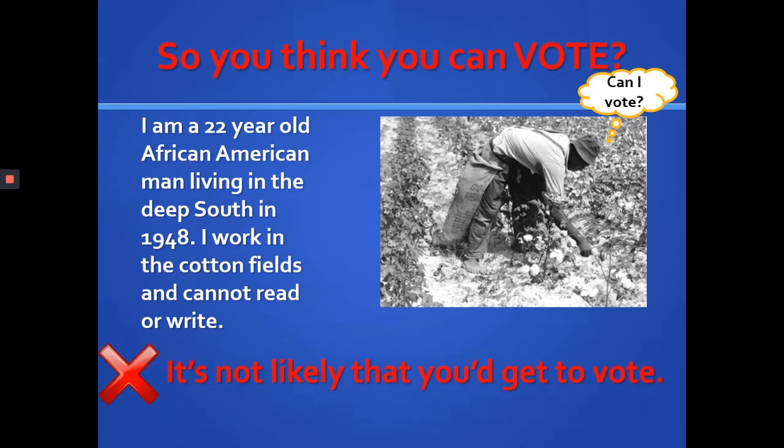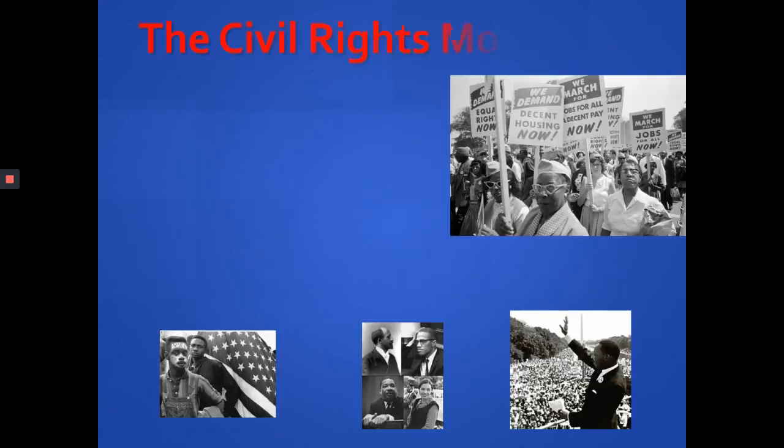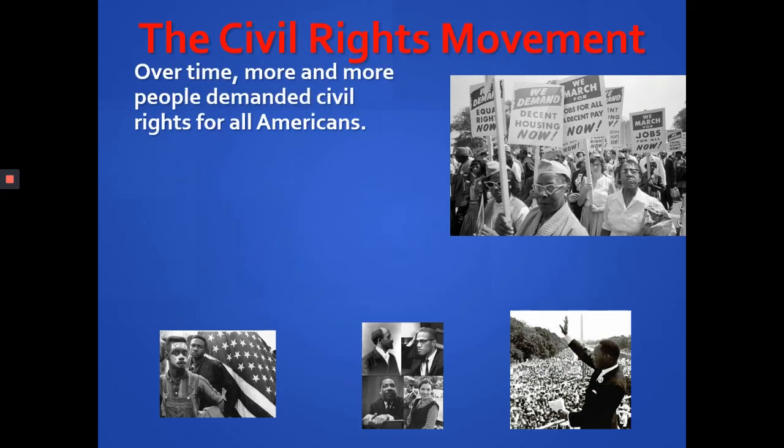All right, so my inference is that he probably would not vote. Yes, he has the right to vote, but that does not necessarily mean that he would get to vote. So we want to think about all of the things that kept African Americans from voting in the past, meant that this man probably would not have the right to vote. But a lot of that has changed recently when we talk about the civil rights movement.